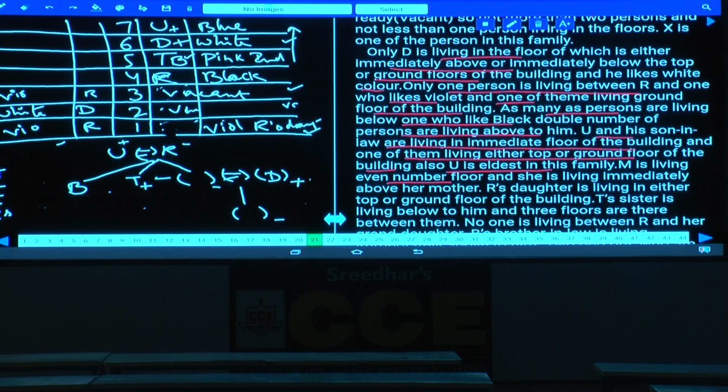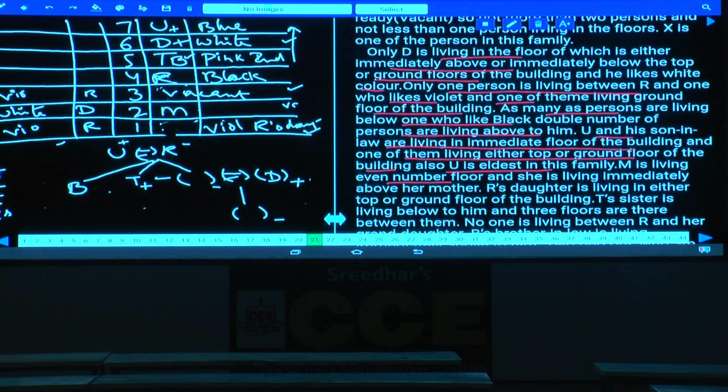As M is living on an even number floor, as of now, what happened here? 7, 6, 5, 4 were done. Now, 3, 2 and 1 are left over. Among these three, which is even? Second. The second is occupied by M. If the second is occupied by M, the second floor cannot be the vacant floor. Hence, the third floor is the vacant floor.